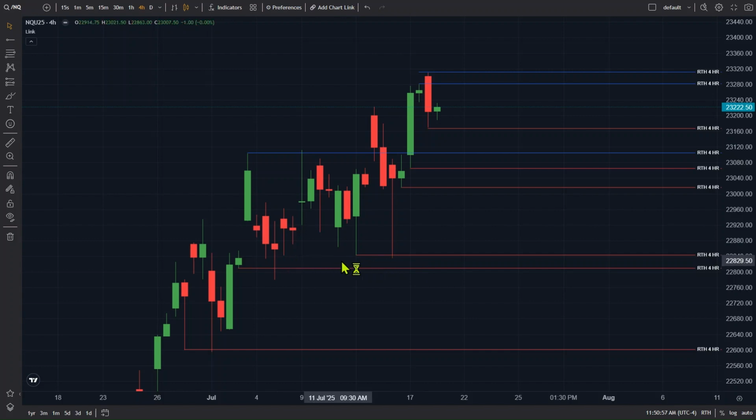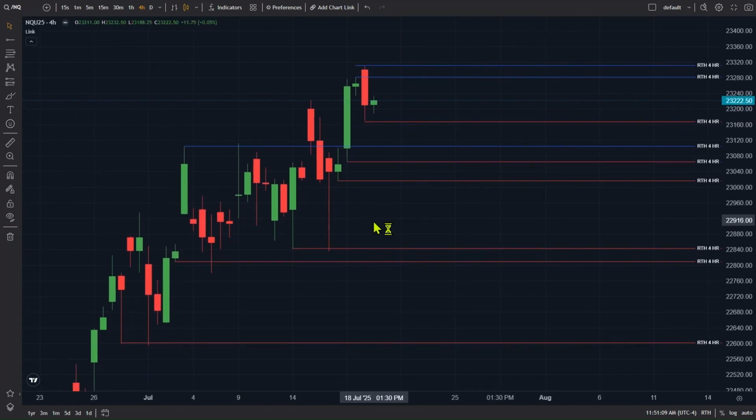You could even say these are almost like a relative equal low situation, but I think this one got taken out by that guy. So then we revisit it, and we just raced right back up. If you were trading that day, you know exactly what I'm talking about. So then up here also we have this all-time high.